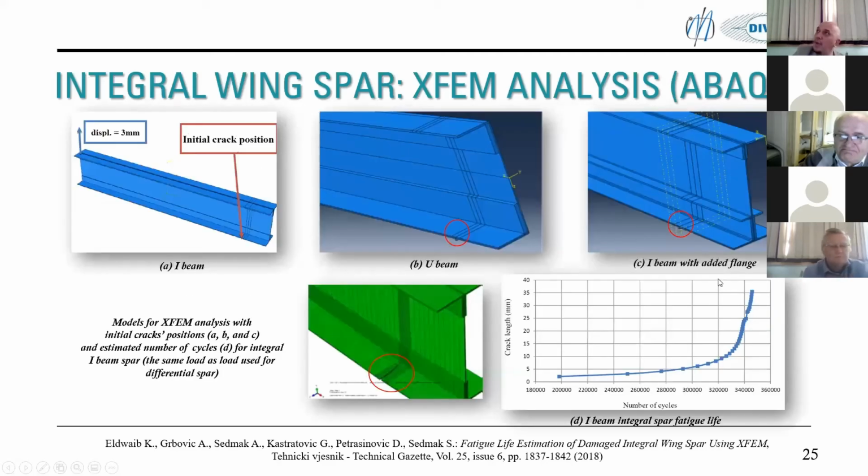And again, we used the same software, ABAQUS first. You can see here a displacement of 3 millimeters, exactly the same as the maximum displacement in the experiment, and the initial crack position. So this is where the crack appeared in the experiment. And then if you compare only the integral or welded wing SPAR to the differential one, we have approximately 6 times longer fatigue life, because here for the same Paris coefficients we got 360,000 cycles compared to 60,000 cycles in the experiment.